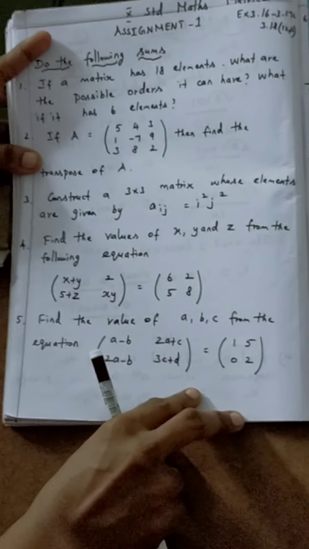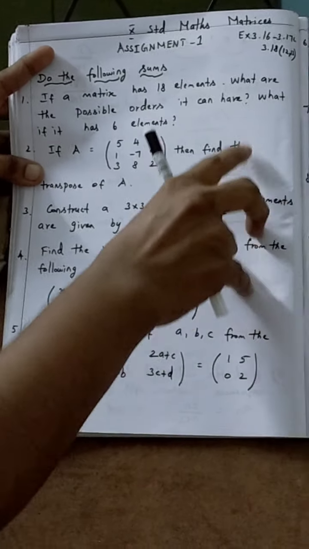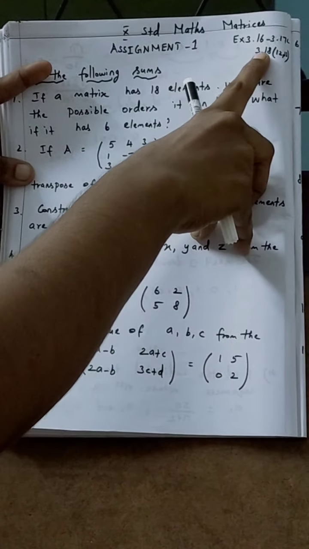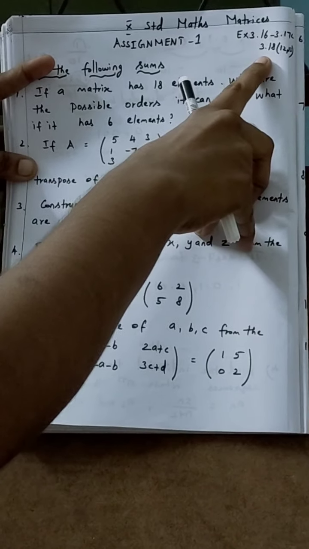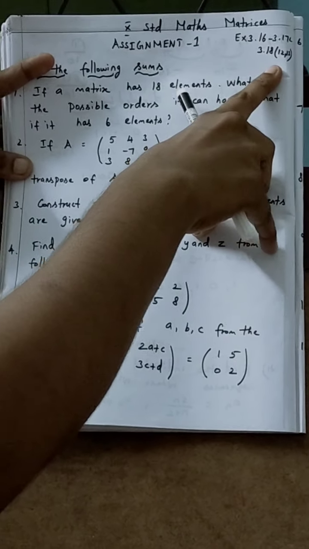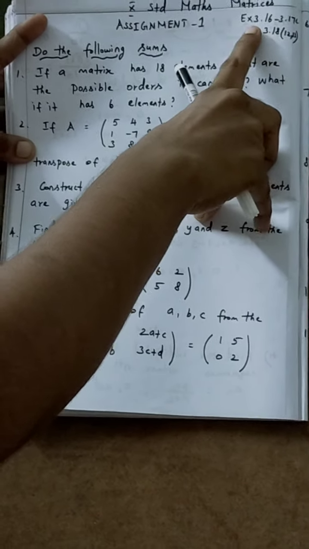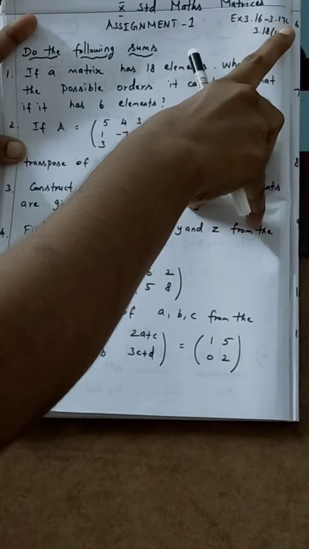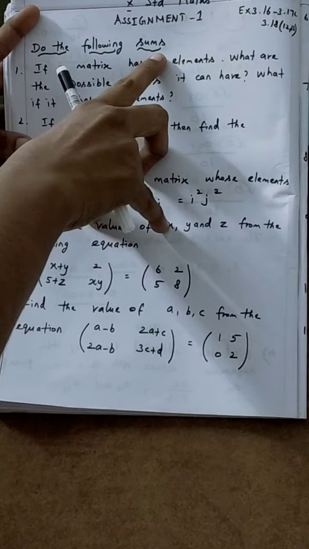Now I am going to give the assignment for matrices sums, exercises 3.16 to 3.18. In 3.18, only the 12th and 13th sums. Complete the 3.16 and 3.17 sums fully. Okay, first one, do the following sums.